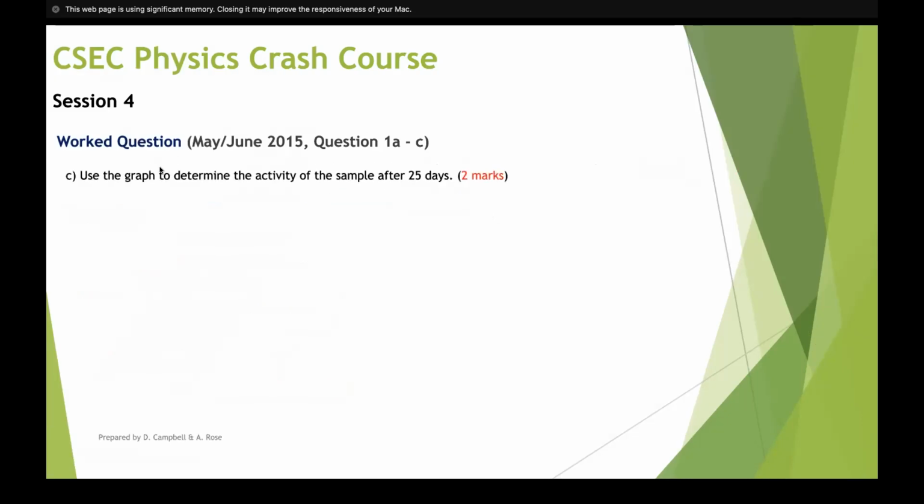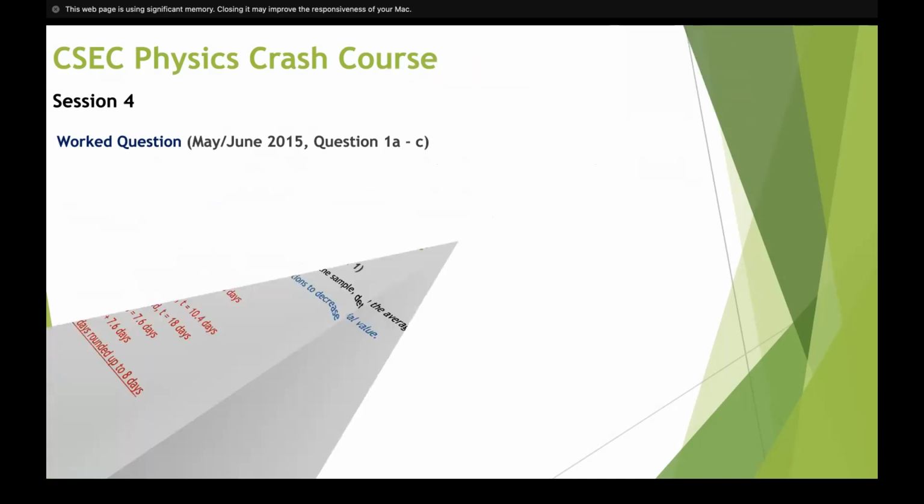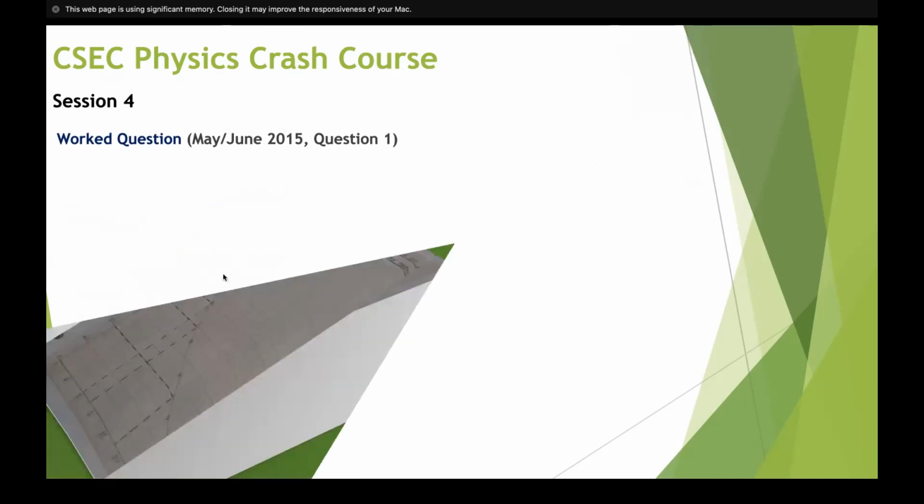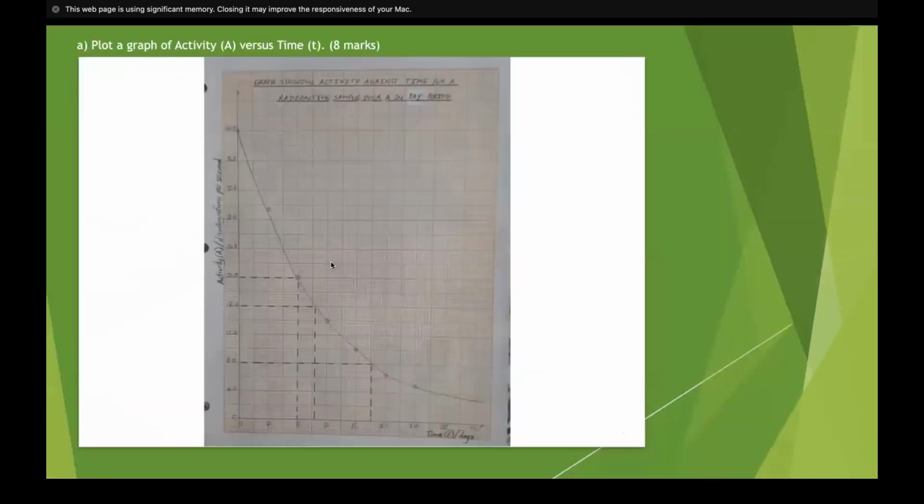You're asked to then use the graph to determine the activity of the sample after 25 days. Now remember that the values on the graph stop at 24 days, which is why we always advise students to try as best as possible to extend the graph so that you can extrapolate if necessary. So we need to find 25 days on our graph and read off the corresponding y value, and that would give us the activity for 25 days. Okay?